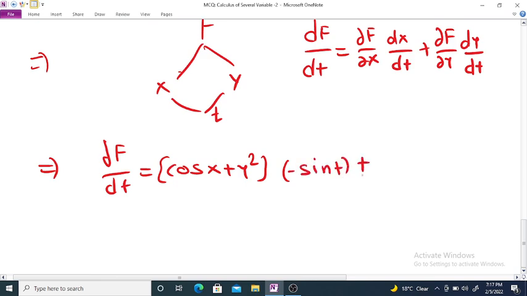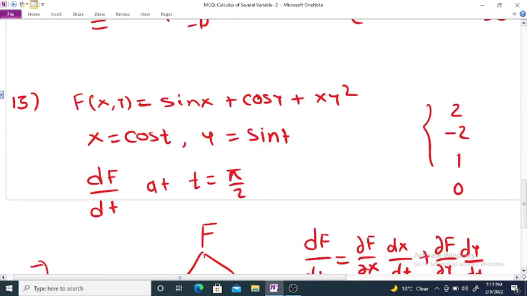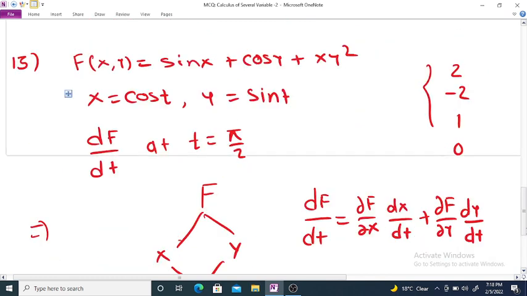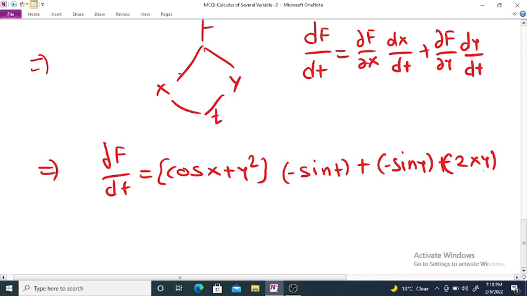plus ∂f/∂y. So ∂f/∂y is minus sin y plus 2xy, into dy/dt. So dy/dt is what? Cos t. Into cos t.